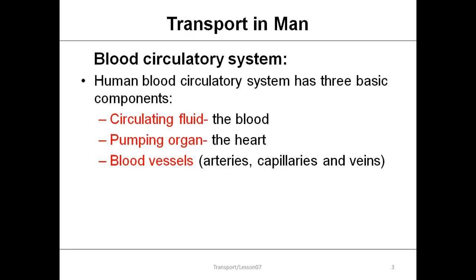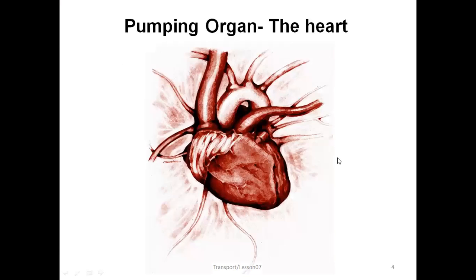Okay. Now this was about the external structure of the heart. In the next class, we will study about the tissues of the heart. What we have seen today, let us just brush over it very quickly. The human blood circulatory system consists of three basic components: circulatory fluid, the blood; pumping organ, the heart; and blood vessels, arteries, capillaries, and veins.